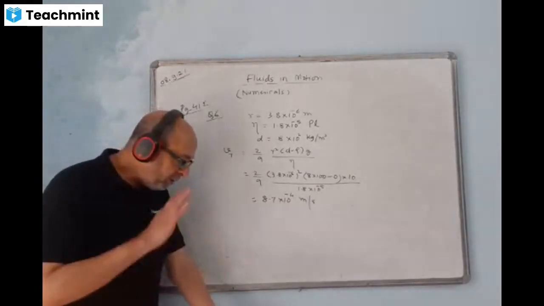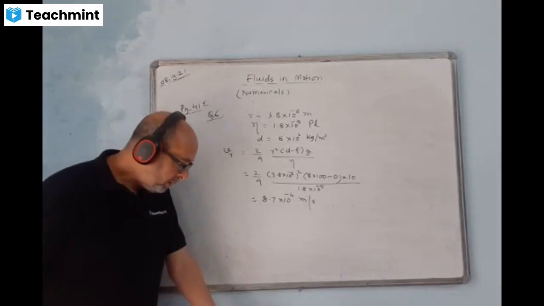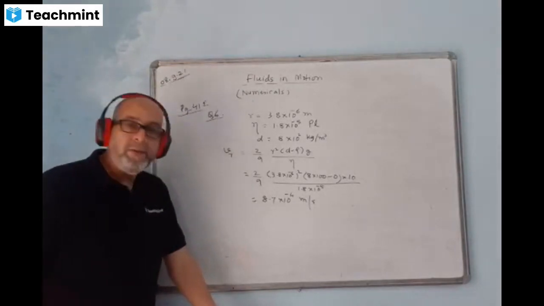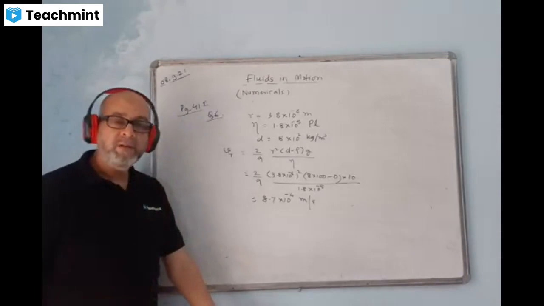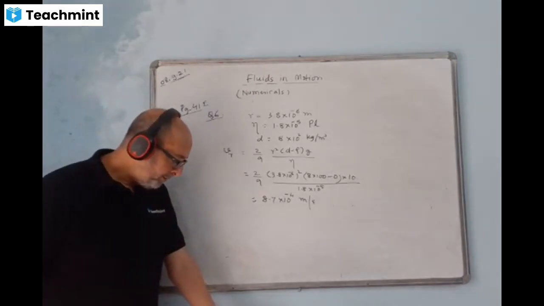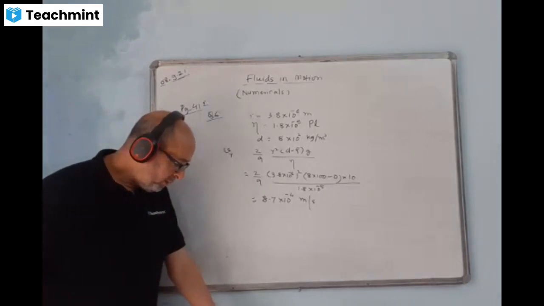And the density of air is already given, 1.21 kg per meter cube. You take it and then find the value of radius. And your answer will match. So please try these questions. If you don't get any, then ask me.